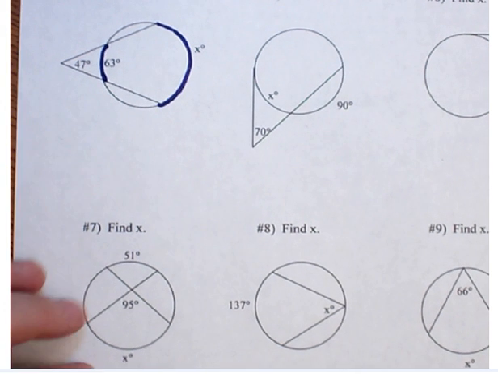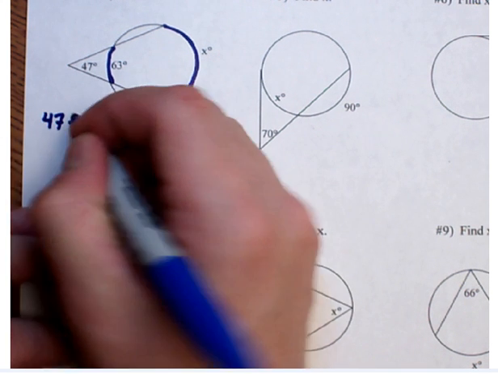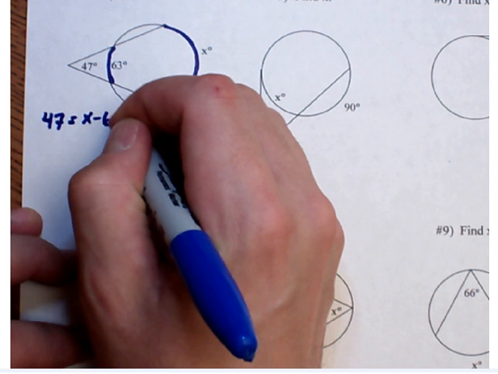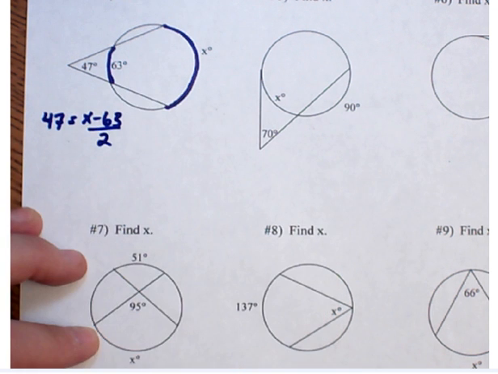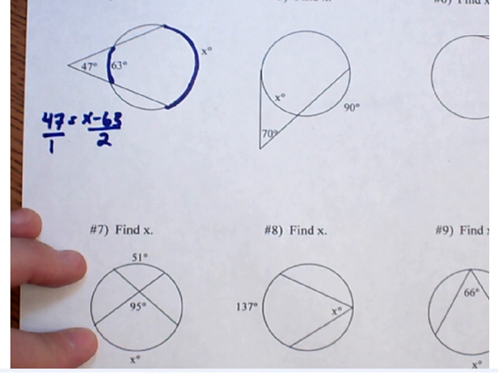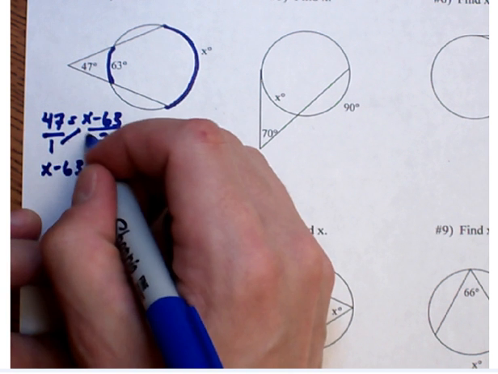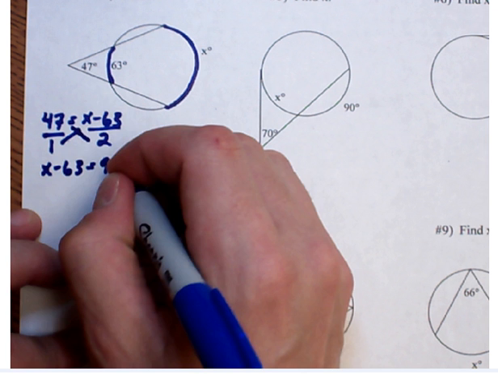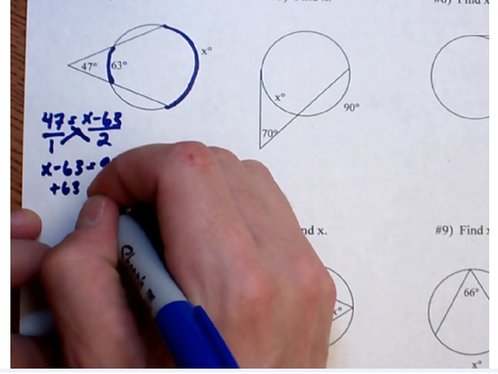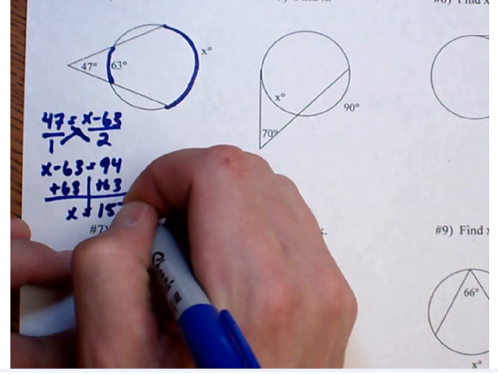When you set up this equation here, it's the angle measure, 47 equals the big arc minus the little arc divided by 2. Now, when you solve this, we need to move the 2 first. One thing you can do here is put this over 1. Think of this as a proportion. When you cross multiply, you get x minus 63 equals 2 times 47, which is 94, plus 63. And what we get, x equals 157 degrees.